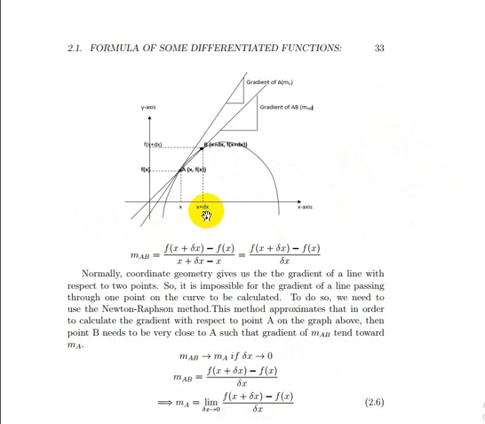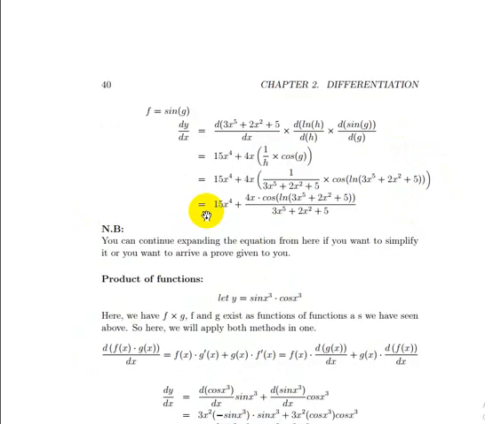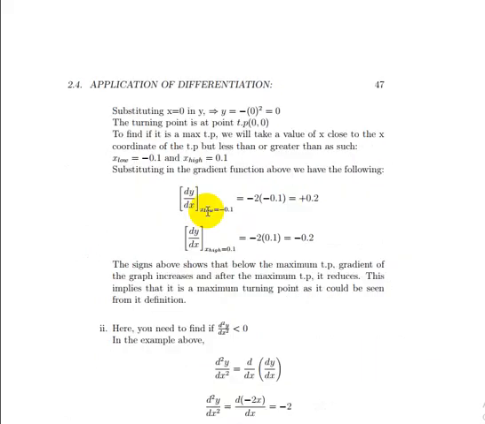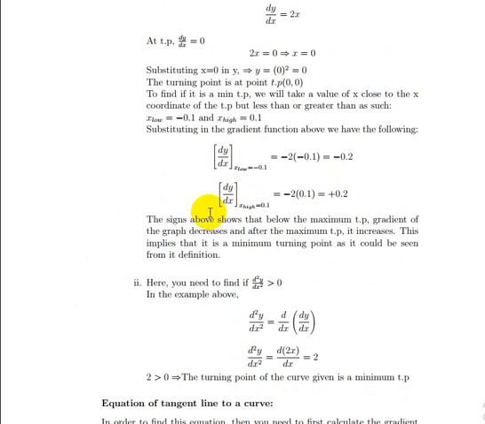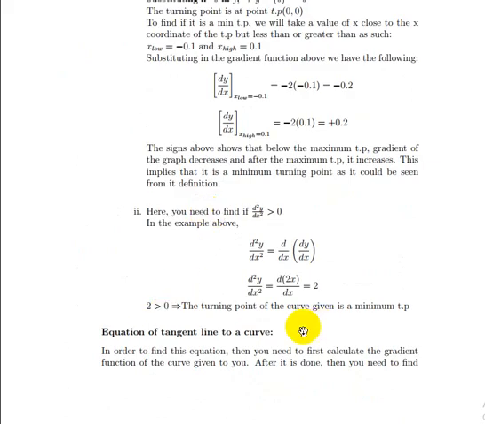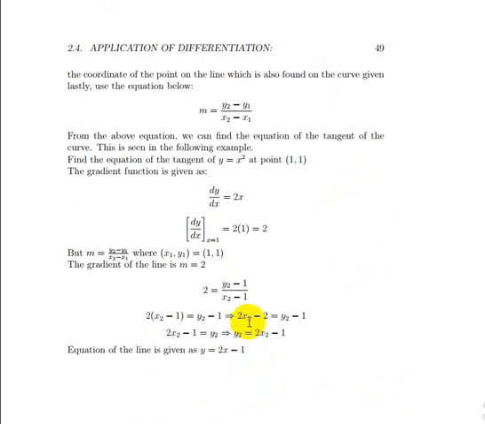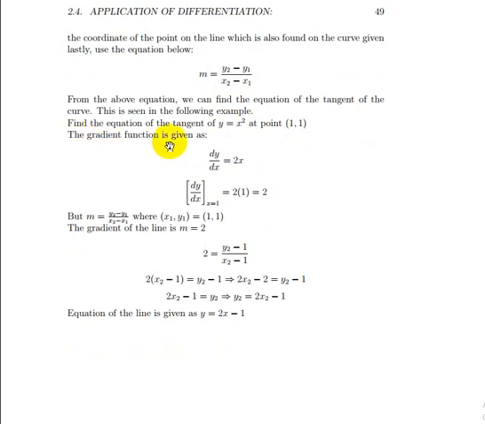So let's see an example to see how to find the equation of a tangent line. So let's start. Equation of tangent line to a curve. We say that m is equal to y2 minus y1 all over x2 minus x1, but this y2 and x2 can be considered just y and x. So let's come with an example.